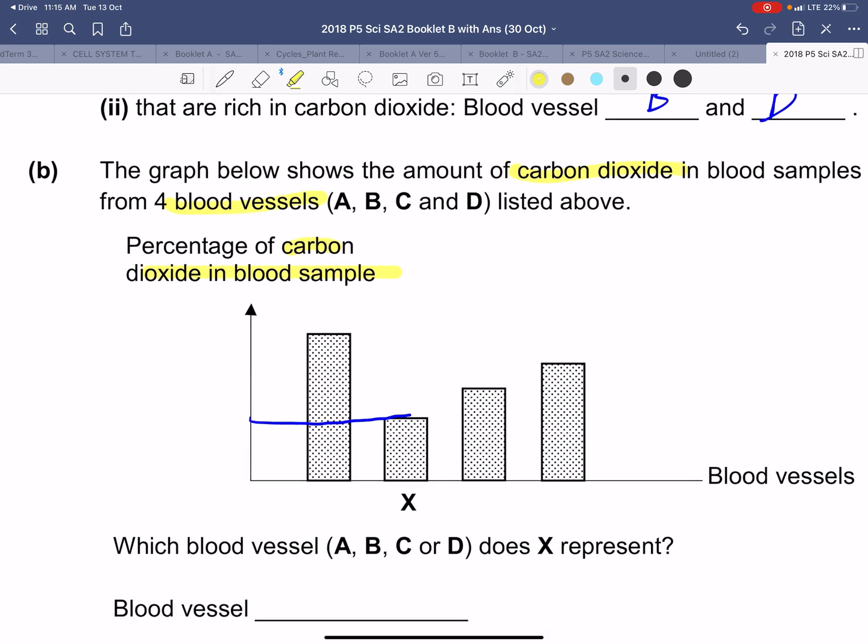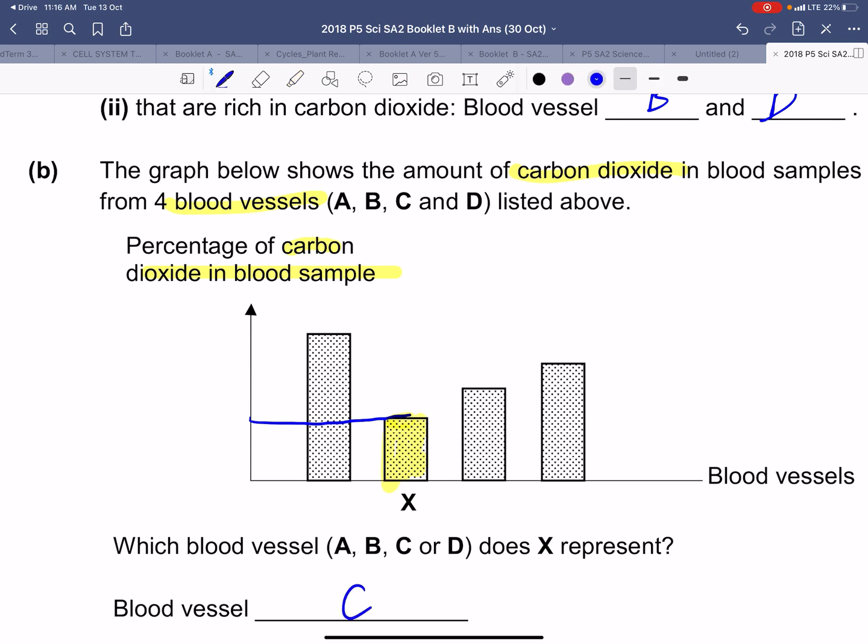Because you need to understand that not all the carbon dioxide gets removed at one go. That gaseous exchange happens within a limited time. During that time frame, only a certain amount of carbon dioxide can be removed, leaving behind some residue. And this is the residue I'm talking about. Okay? So X is actually C.